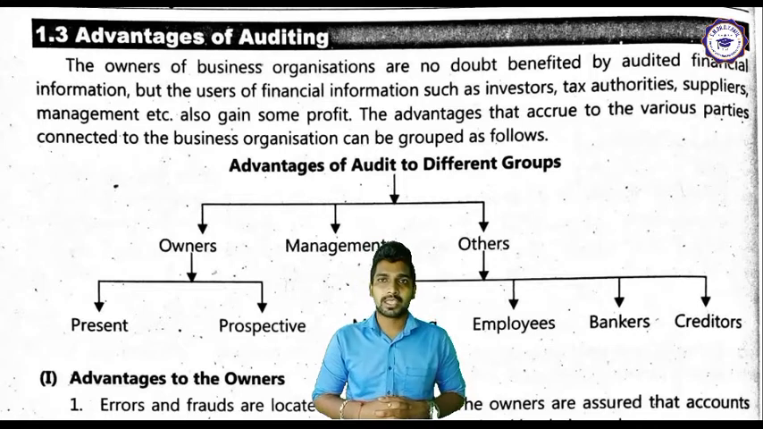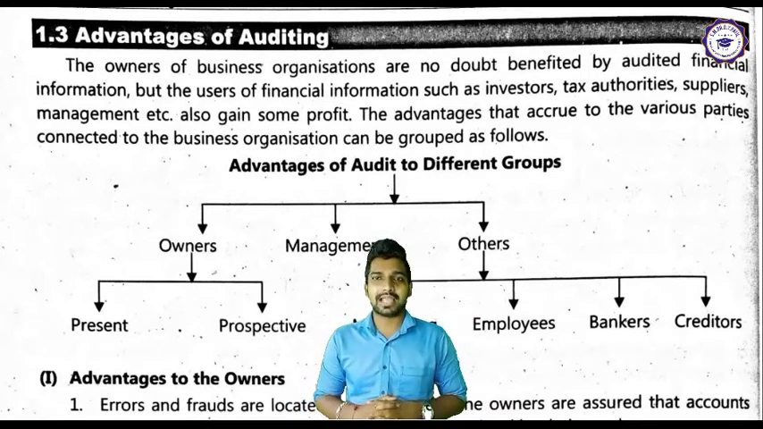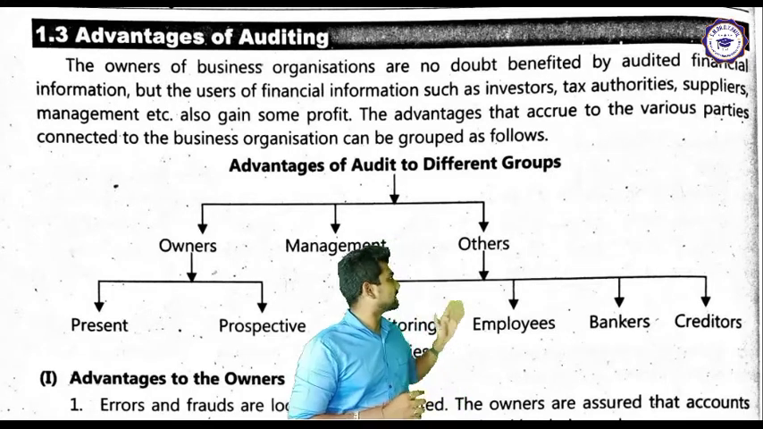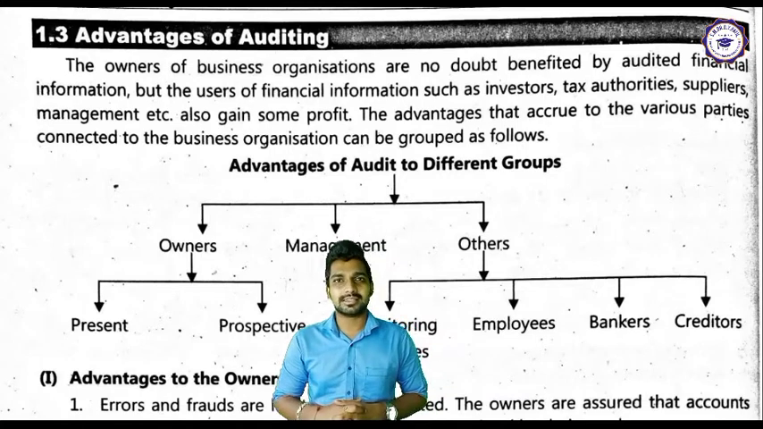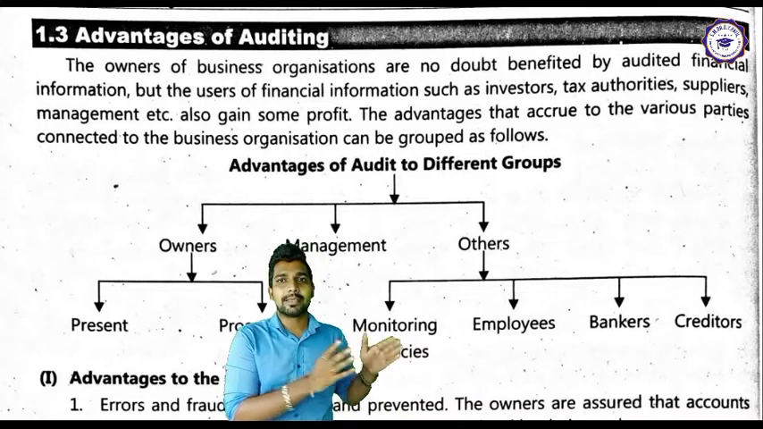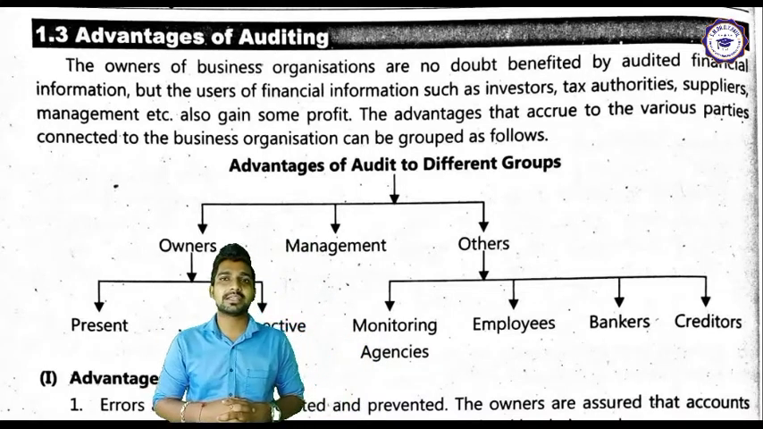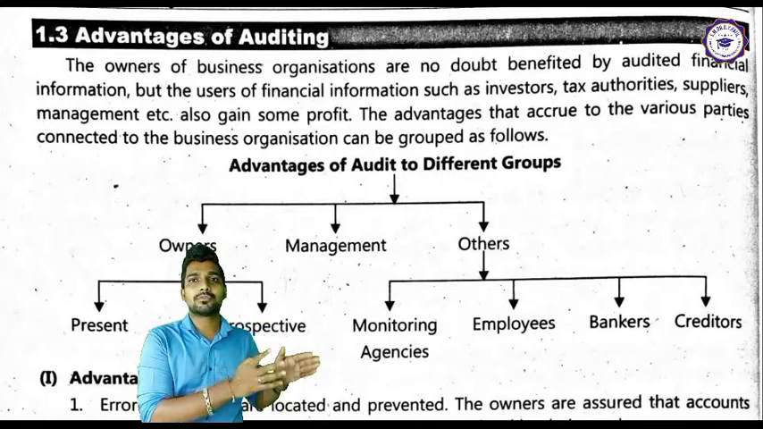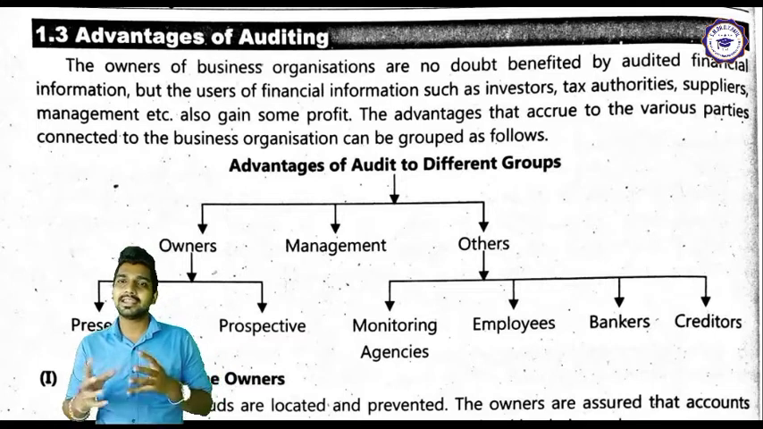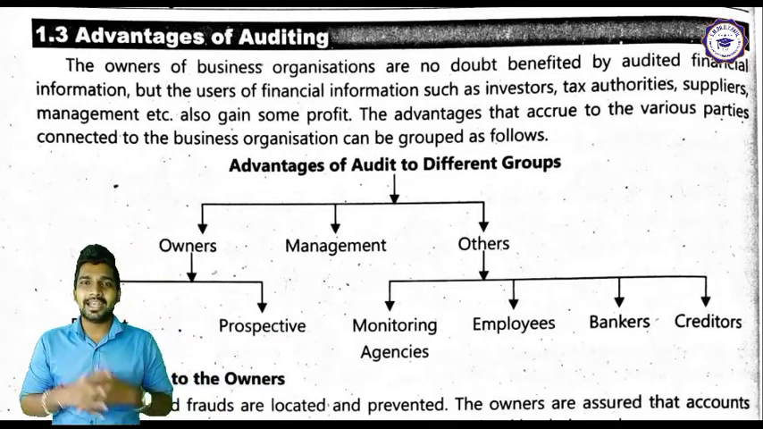The advantages that occur to the various parties connected to the business organization can be grouped as follows. As you can see, the advantages of auditing may be classified as owners' advantages, management, or others. Under owners' advantages, you can see present and prospective, and for other advantages you can see it is beneficial for monitoring agencies, employees, and bankers and creditors. Now let us study each and every point in detail.